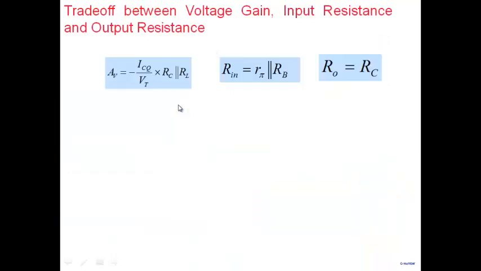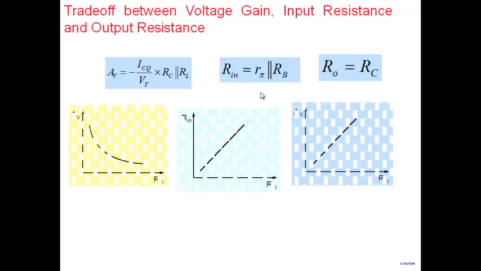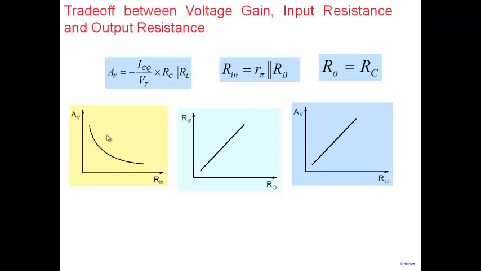Some of the trade-offs we've already seen. For example, the trade-off between voltage gain, input resistance, and output resistance. The expression for gain is here. Rn is R pi parallel RB, R naught is RC, and we saw these three graphs. If you try to increase input resistance, the gain will fall, which is apparent from here. Rn is primarily dependent on R pi, so if you increase Rn, you'll have to increase R pi, which means you'll have to decrease current, and a decrease in current will result in a fall in the gain. So this is what you see here.